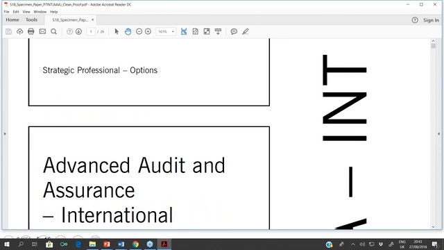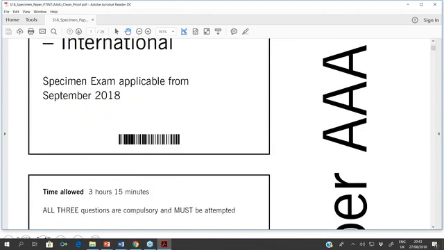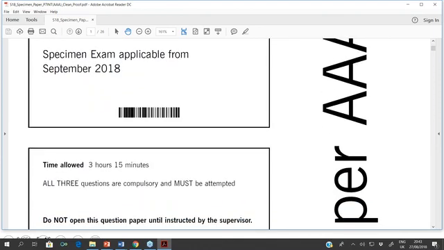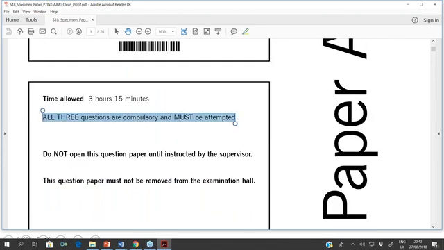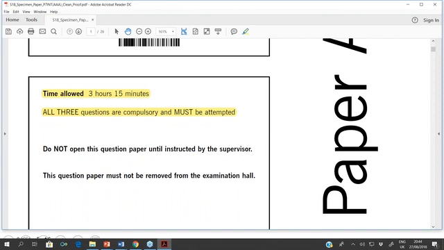If you look at this specimen exam in front of your screens, this is the specimen exam which is applicable from September 2018 exams. It says all 3 questions are compulsory and must be attempted. And you have the same time duration, which is 3 hours and 15 minutes. Now, how would you be utilizing this 3 hours and 15 minutes? I will be making a proper structure of that on the last day, which is day 4 of this webinar.